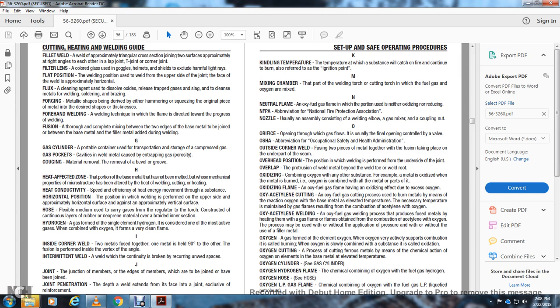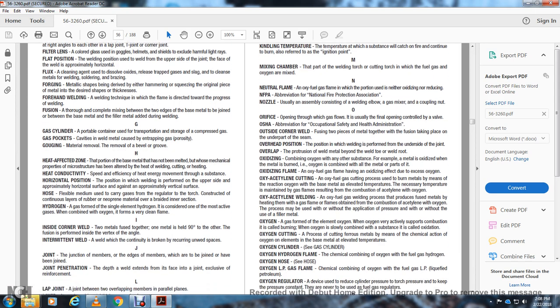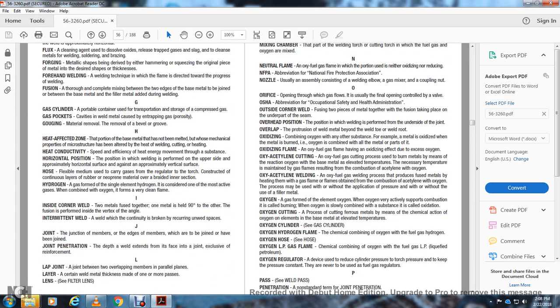Hose: a flexible medium used to carry gas from the regulator to the torch, constructed with a continuous layer of rubber, neoprene material over the braided intersection. Hydrogen: a gas with a single element of hydrogen, considered one of the most active of the gases. Combined with oxygen, it forms a very clean flame. Inside corner weld: two metals fused together, one metal at 90 degrees to the other, with the fusion performed inside of the vertex angle.